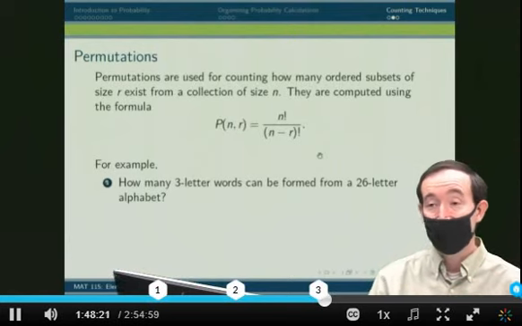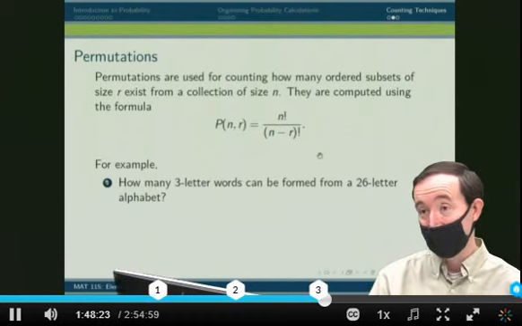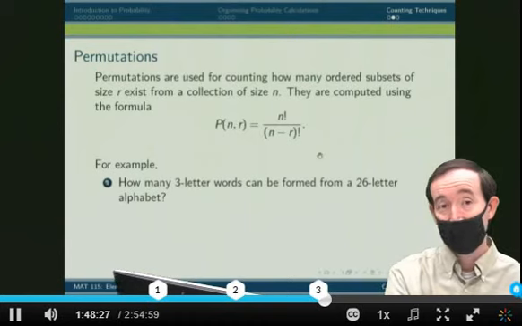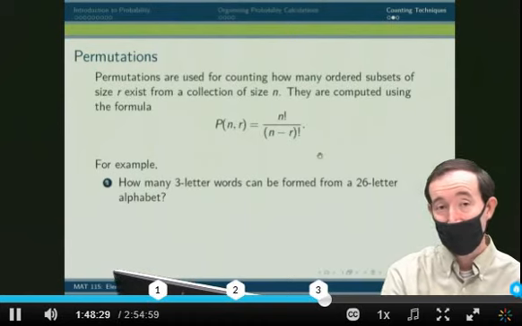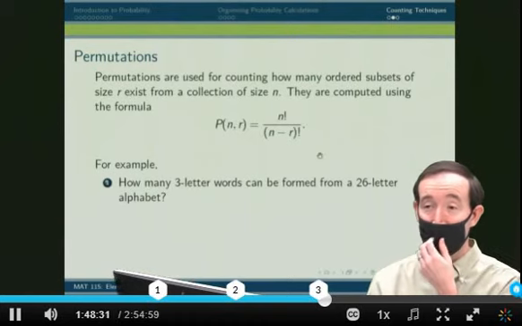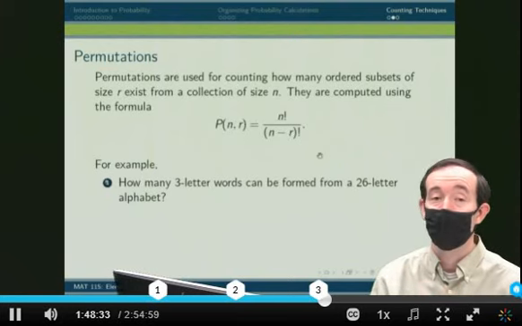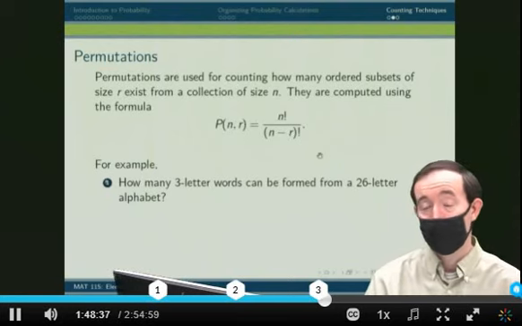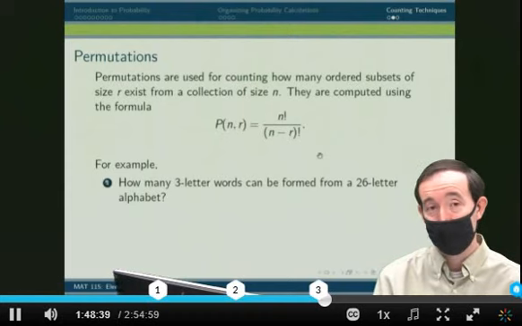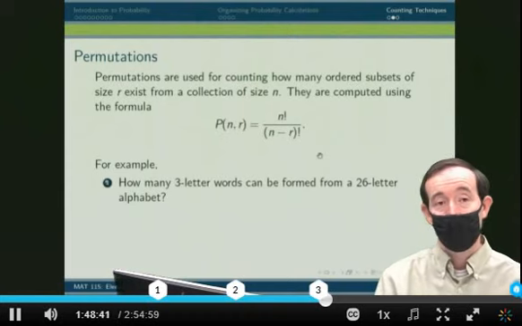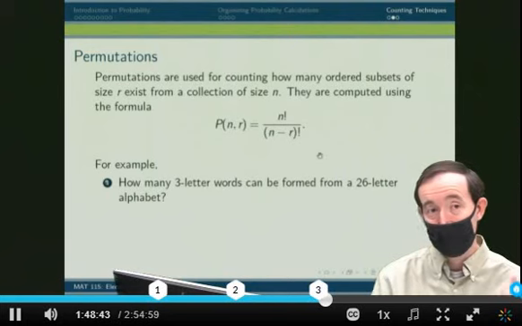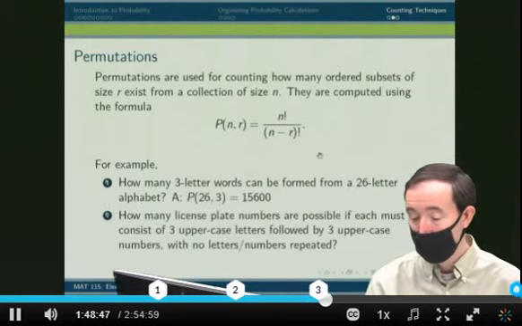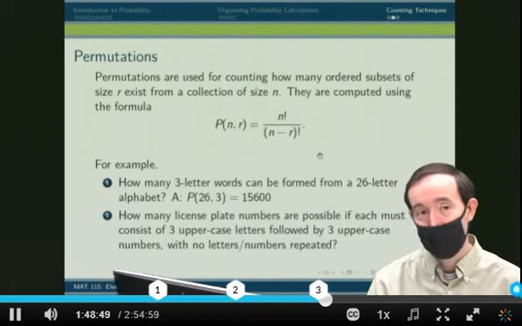But the idea is I have a fixed collection I'm starting with. I'm selecting some smaller set, some smaller collection from that group. And I also care about the order in which they're listed, the order in which they're selected. That's when you use a permutation. It's often summarized as order matters. So the first example I want us to do is 3-letter words from a 26-letter alphabet.